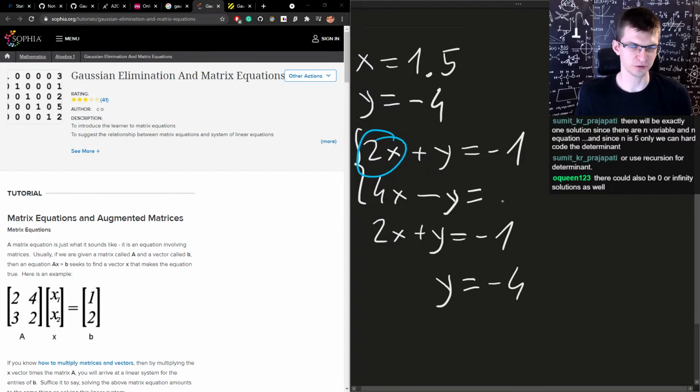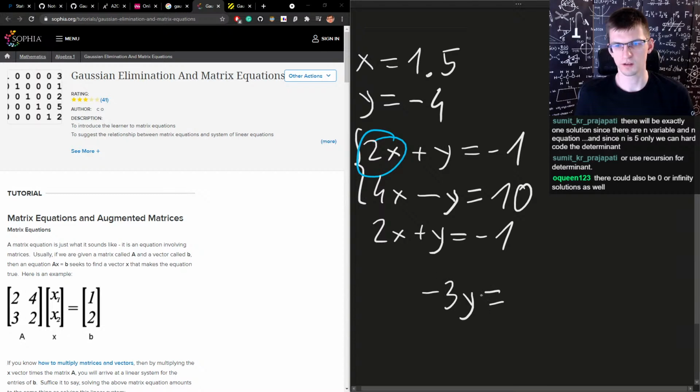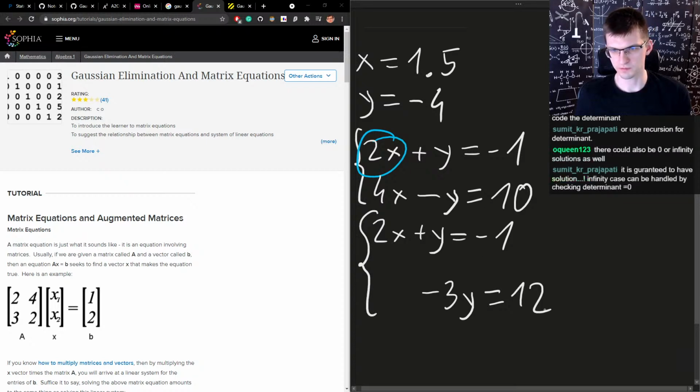It's an art to choose a good example, such that no two things will be equal by coincidence and so on. 6 minus y, that's 10. Now we have -3y is equal to, again, that's second equation minus first one times 2, 12.